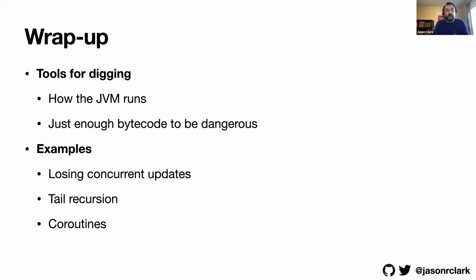To wrap up, we've looked at the tools for digging in, how we can look at bytecode and understand a little bit of what's going on, some of the most important instructions that we've got there. And then we saw what it could teach us about concurrent updates, tail recursion, and coroutines from Kotlin. And so hopefully you can come away with a little bit of an extra tool in your tool belt if you didn't have it before.